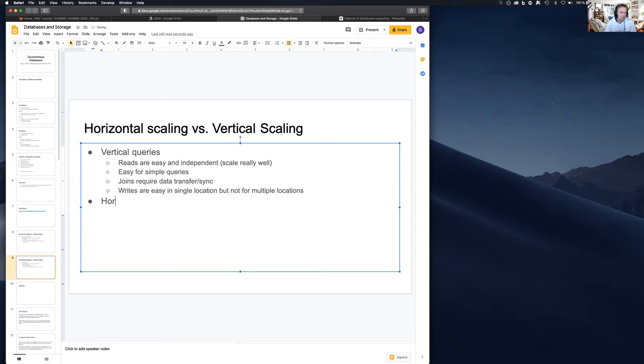So then for horizontal splitting, what are the characteristics? How do they differ between vertical and horizontal? Now I split my data, let's say by cohort. When I'm doing a read, I want to check something. Are reads easier than in the vertical case, or how would you assess it?